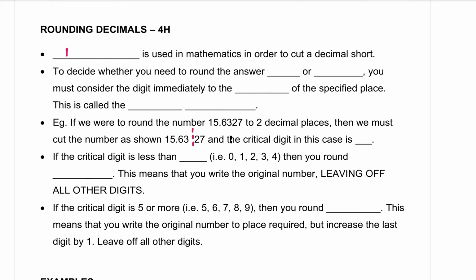Now rounding is used in mathematics in order to cut a decimal short. To decide whether you need to round the answer up or down, you must consider the digit immediately to the right of the specified place. This is called the critical digit.